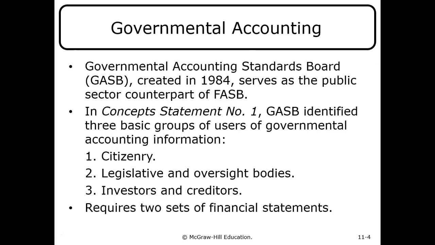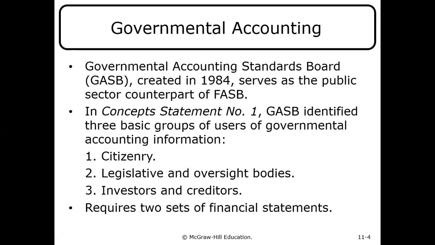So they have concept statements, and their first one identified three basic groups of users of governmental accounting information. Your first one being citizenry. Now, the citizens want to evaluate the likelihood of tax or service fee increases. They want to determine the sources and uses of resources and forecast revenues in order to influence spending decisions.